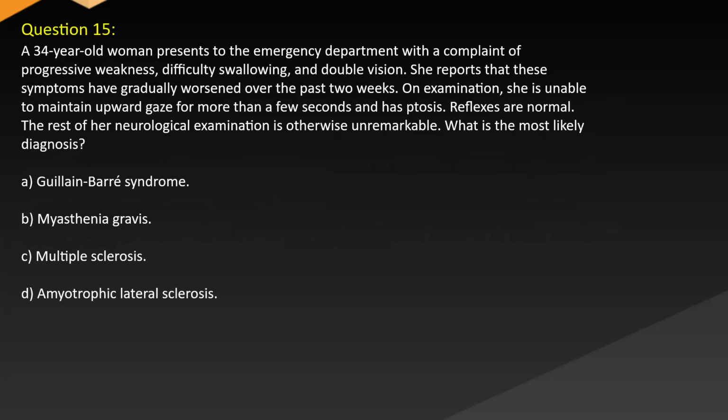Question 15. A 34-year-old woman presents to the emergency department with a complaint of progressive weakness, difficulty swallowing, and double vision. She reports that these symptoms have gradually worsened over the past 2 weeks. On examination, she is unable to maintain upward gaze for more than a few seconds and has ptosis. Reflexes are normal. The rest of her neurological examination is otherwise unremarkable. What is the most likely diagnosis? A. Guillain-Barré syndrome. B. Myasthenia gravis. C. Multiple sclerosis. D. Amyotrophic lateral sclerosis.